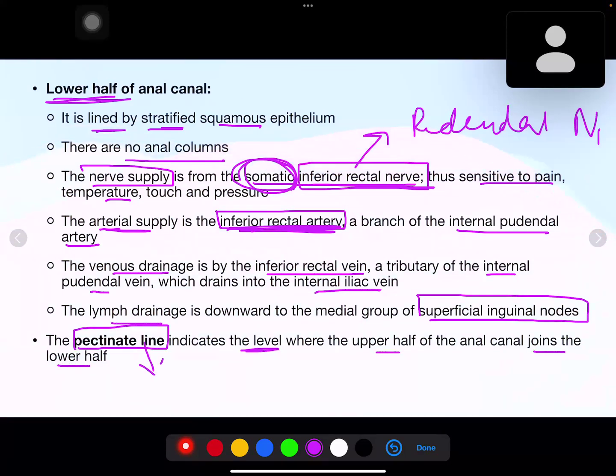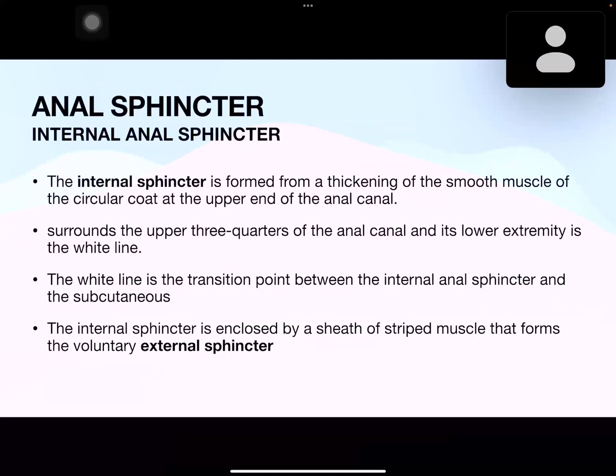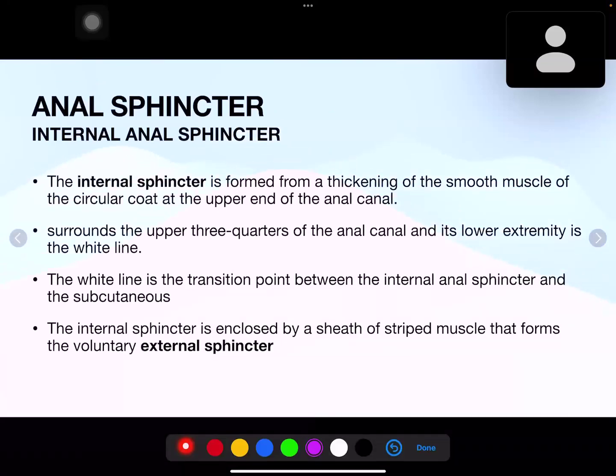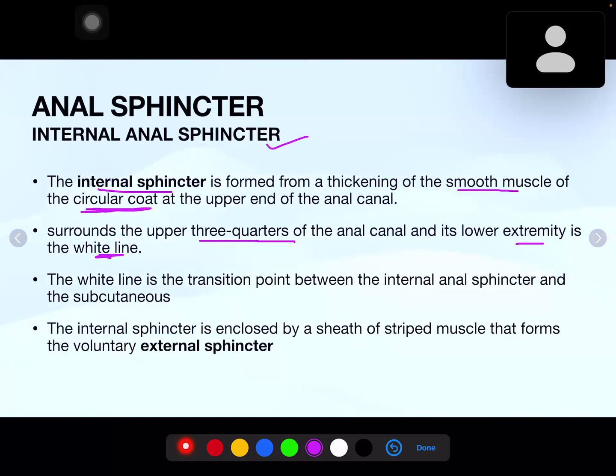So that's the fusion of these upper and lower halves. It forms a pectinate line. Okay, so these are the sphincters, the internal sphincter and the external sphincter. So the internal sphincter is formed by thickening of smooth muscle of circular coat, okay, at the upper end of the canal. It surrounds the upper 3/4 of canal and its lower extremity is the white line. The white line is the transition point between internal and the subcutaneous part of external.